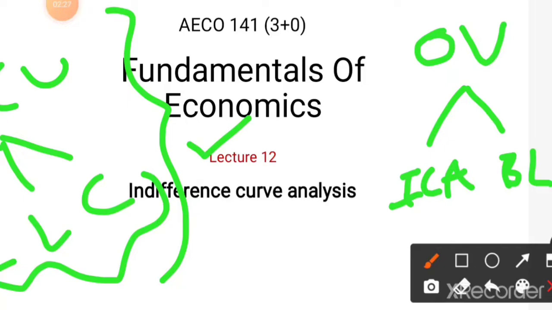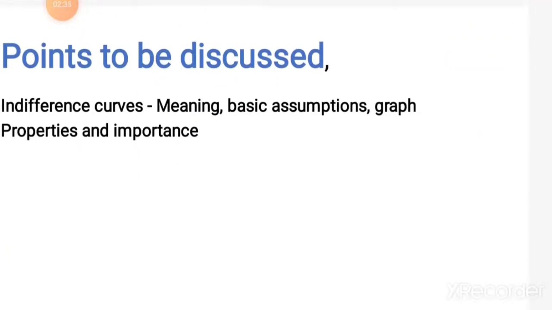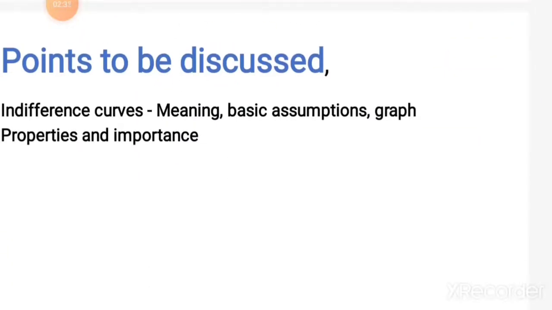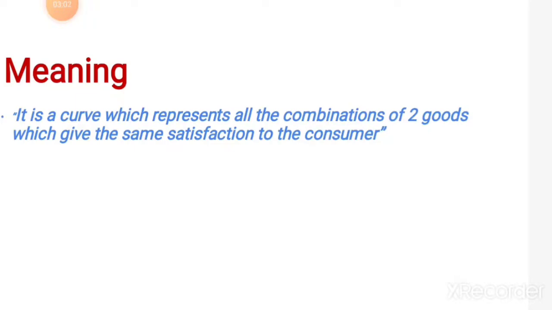Fine. So, let us start with the first concept under ordinal utility, that is indifference curve analysis. Students, the topics we are going to study in this lecture are the meaning of this law and some assumptions, and we will plot the meaning by giving a graph to it. We will explain the graph, and finally we will end the class by studying its properties and importance. Let us start with the meaning of this law.